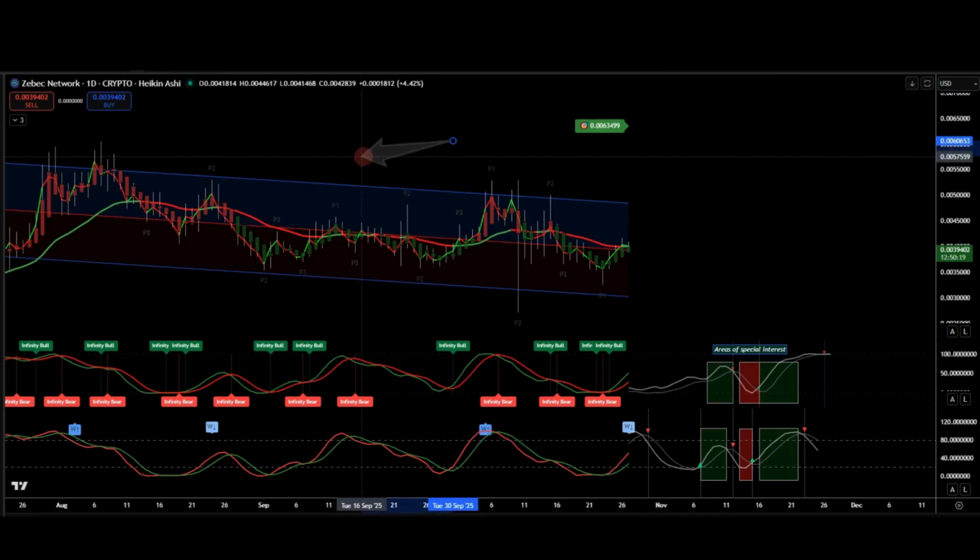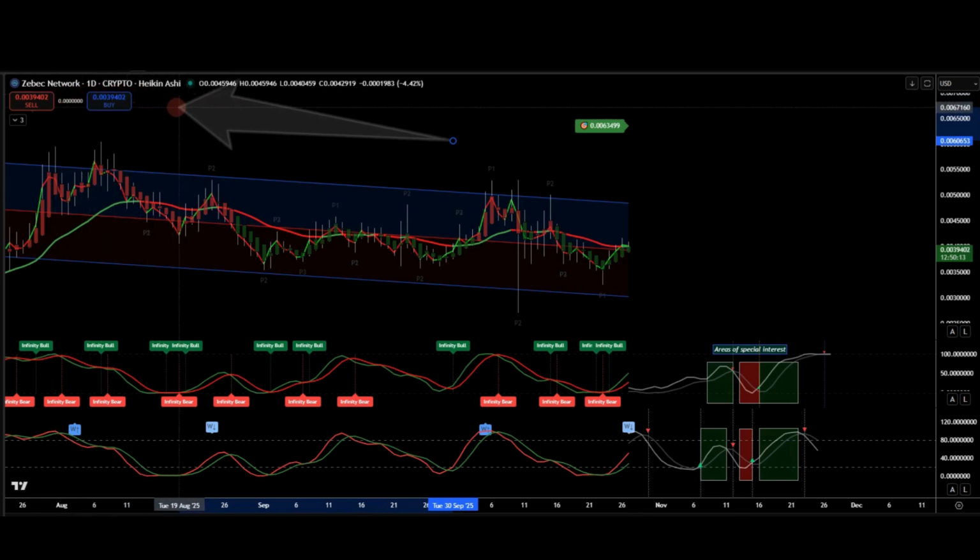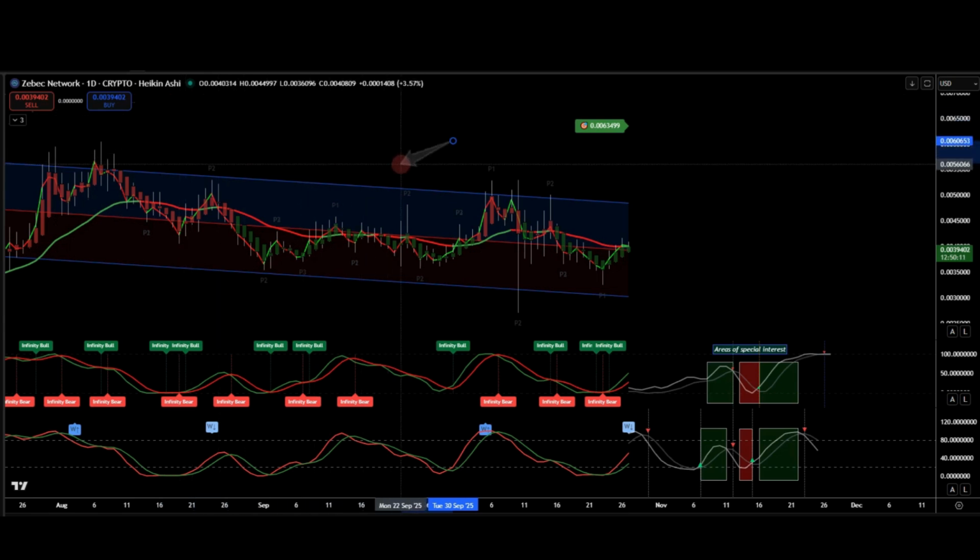Today, we're looking at ZBCN and the chart is showing signs of a potential reversal zone forming. We'll break down both traditional chart structure and the infinity signal's predictive logic to see what's coming next.